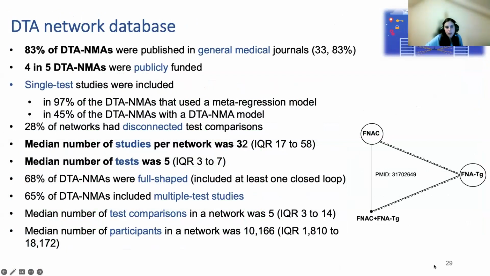We collected, as we saw in the flowchart, 40 application papers in total, and we created a database of DTA networks. 83%, the majority of them, were published in general medical journals, and the majority of them were publicly funded as well. The median number of studies included in the network was 32, and the median number of tests included in the network was 5.